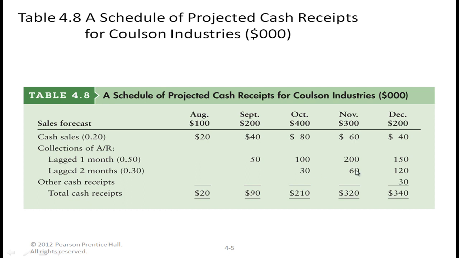And in November, you collect on 30% of the $200 you sold in September. Okay, so you add down each column, and you can see that in August they get $20 in cash. In September they get $90 in cash. In October they're getting $210 because they get their cash from their October sales. They get some money from August sales. They also get some money from September sales paid off the accounts receivable, and you add those up.